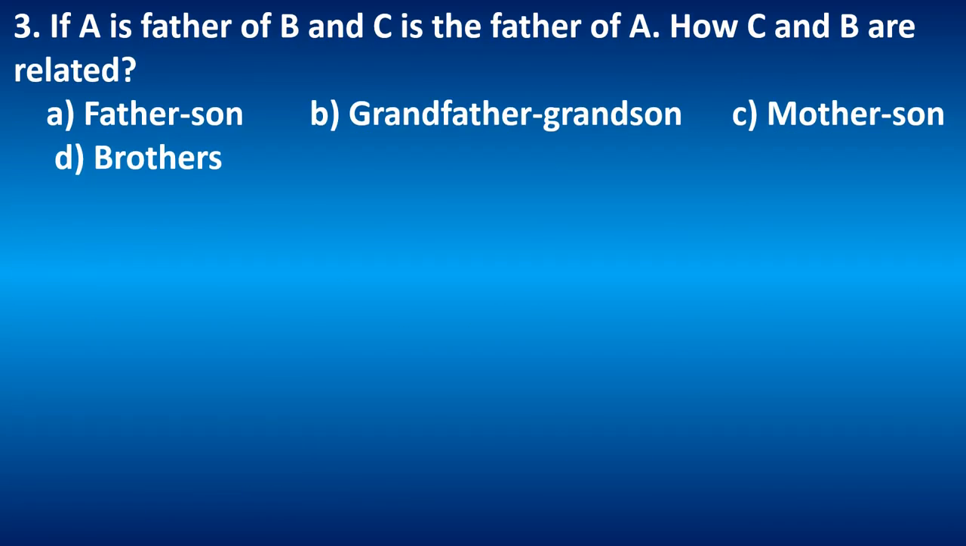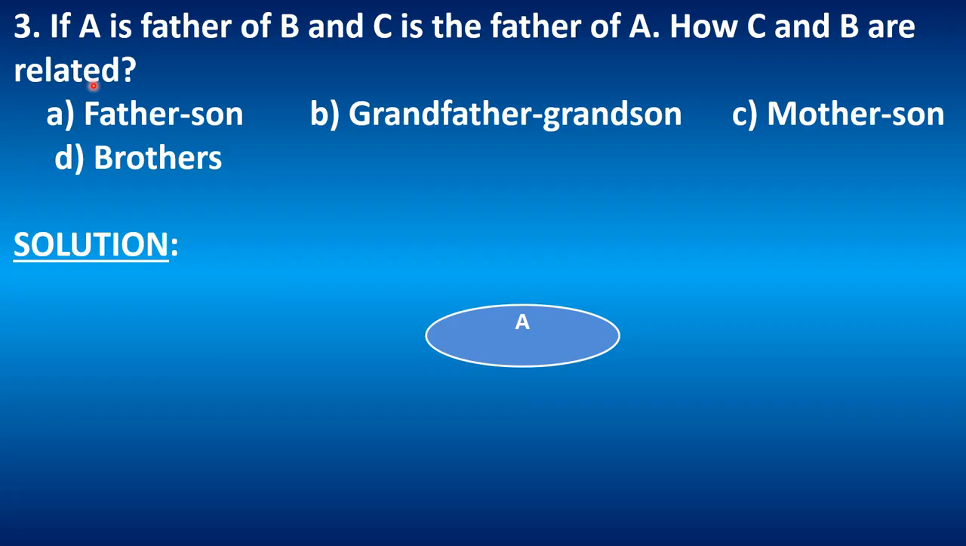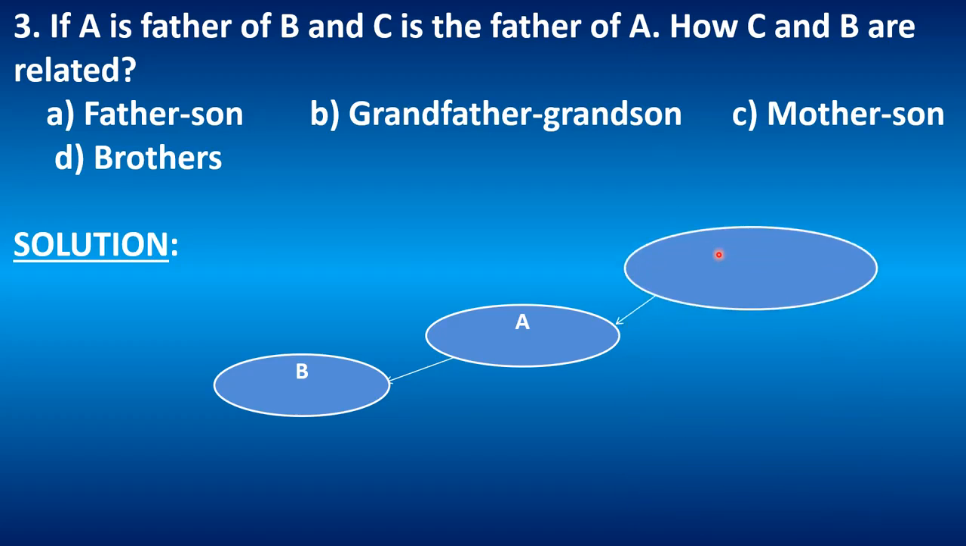Now in question number 3 it is given if A is the father of B. अगर A जो है वो B के father हैं and C is the father of A और C जो है वो A के father हैं, how C and B are related. Okay, so first of all we will write A because A is given 2 times. Okay, so who is the father of B? That is A. Okay, so here we are writing B. And C is the father of A. So here we will write C.